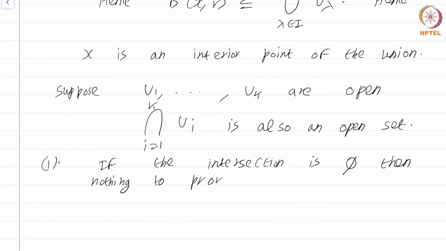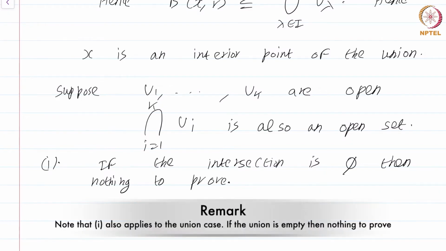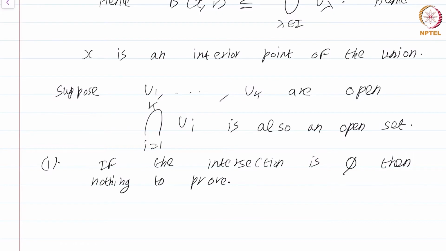So somewhat counterintuitively, the empty set is an open set. Why is that the case? The reason is because the definition of an open set is that every point in that set is an interior point. But the empty set has no points. Therefore, this is vacuously true. Okay. So the empty set is an open set. So if the intersection is empty, nothing to prove.